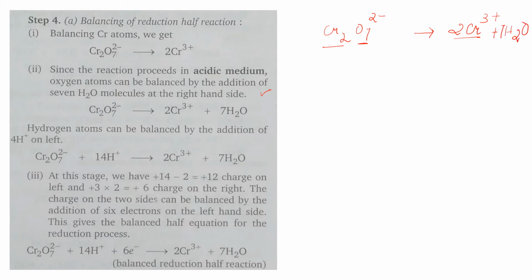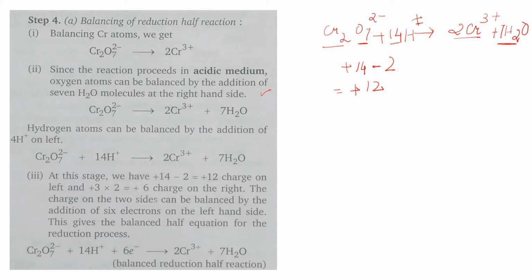Now as I have added 7 H2O in the right hand side, I have to add the similar number of H+ ions in the left hand side. So here I am having 14 hydrogen, so in the left hand side I will add 14 H+. Okay, now my oxygen and hydrogen both are balanced. Now I have to look for charge. In the left hand side, this is 14 plus charge, and I am having only minus 2 charge. So my total charge in the left hand side is plus 12.